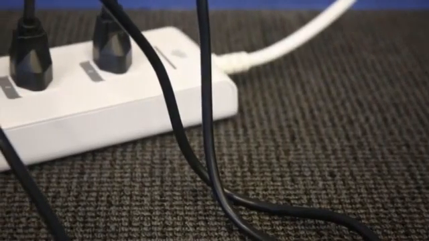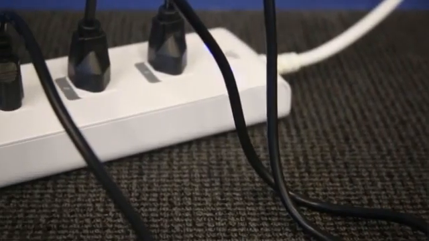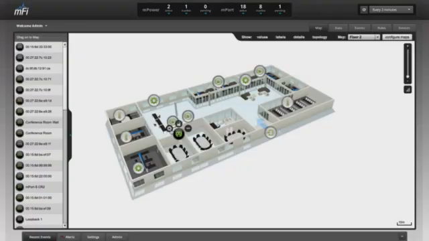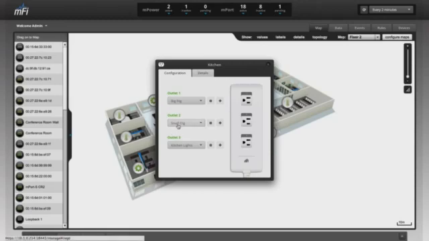mPower power strips are used to provide individual control of each outlet, so devices such as lights can be remotely turned on and off. And operations personnel even use mPower power strips to remotely reset networking equipment that might need to be power cycled.